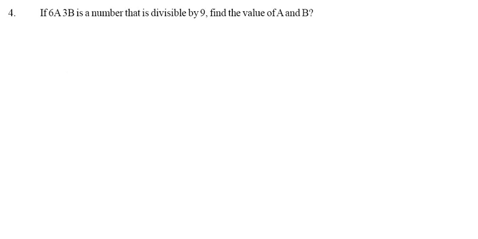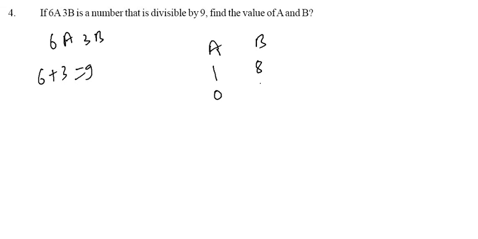Now come to the fourth question. If the number 6a3b is divisible by 9, find the value of a and b. So 6 and 3, the sum is 6 plus 3, which is 9, so it is divisible by 9. That means a and b are such that their sum is divisible by 9. So 1 plus 8 is divisible by 9, and 0 plus 9 is divisible by 9.